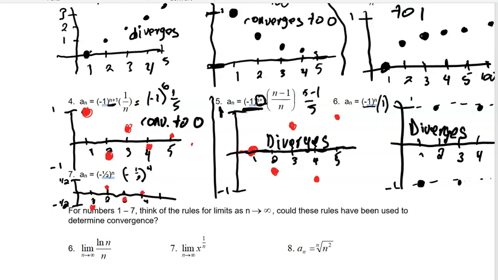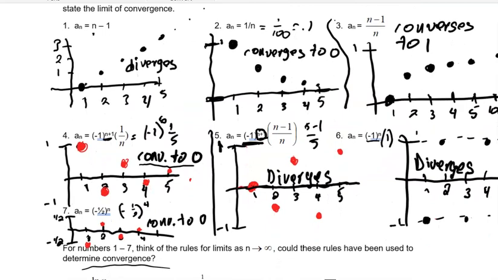So what we can see is we are bouncing back and forth, positive, negative, but we are converging to the same value in this case, just like in number 4 where we converge to 0. Same thing is happening in this one. So this would converge to 0. Okay? So ultimately, if we kind of look at this sentence here at the bottom, for these numbers 1 through 7, think of our rules as n goes to infinity. Could these rules have been used to determine our convergence?